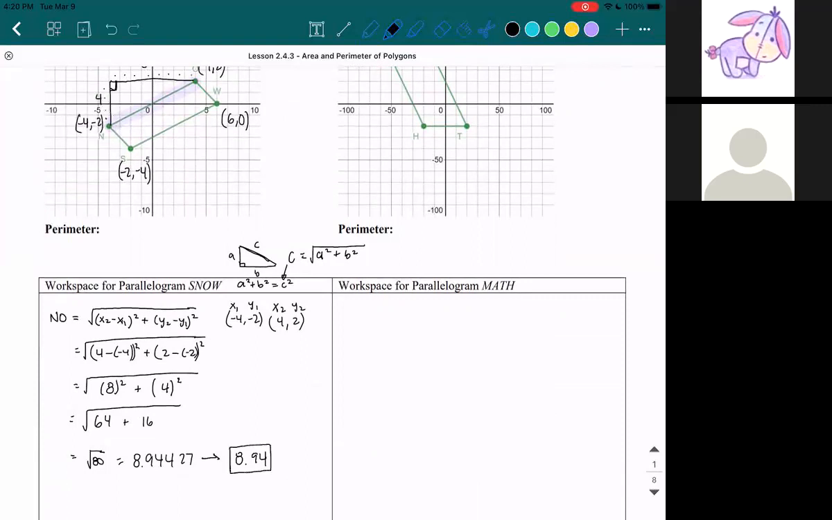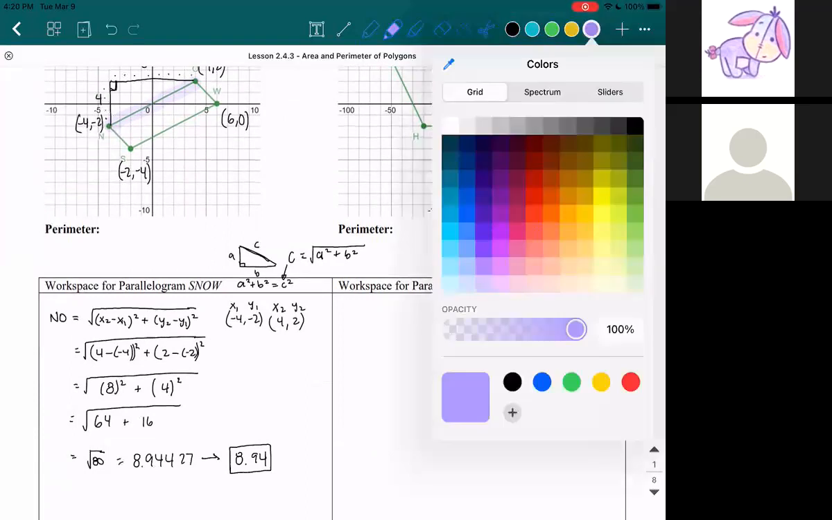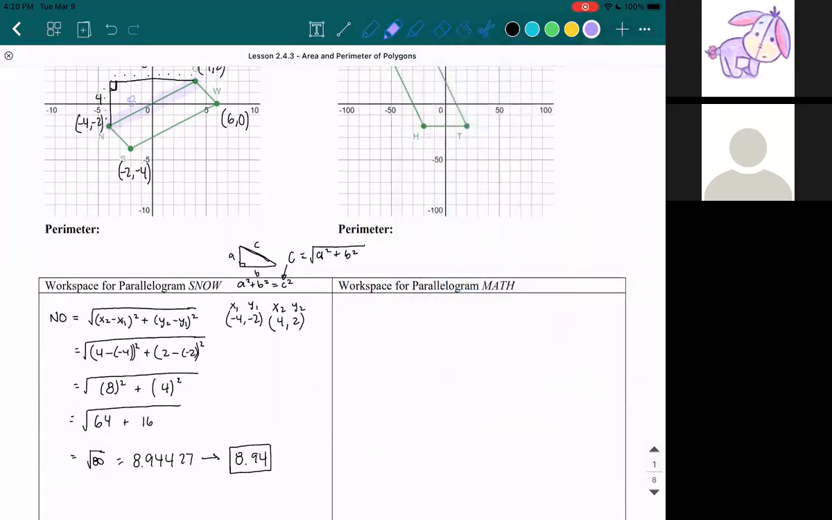So this is the length of that purple line. I will write it in. 8.94 is the length of this line. And in a parallelogram, the other side is going to be the same length. We don't have to do it again. This is also 8.94.